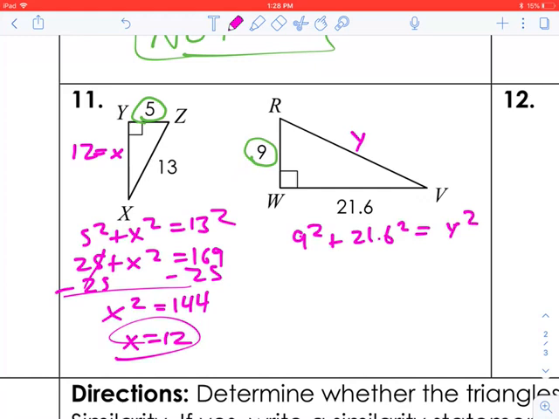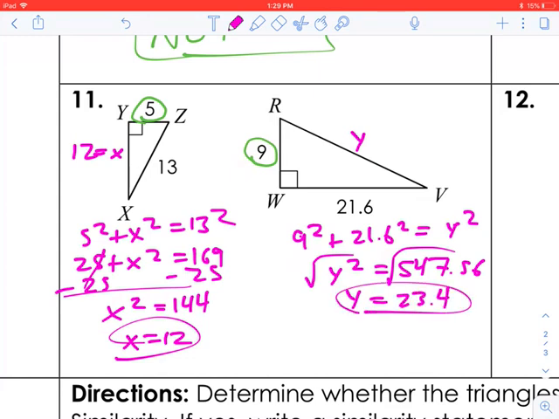So 81, 21.6 squared is 46.56 plus 81. So y squared equals 547.56. Square root both sides, we get y equals what? 23.4. Okay, so 23.4. Now we can go ahead and look and see if all of these are proportional. So 5 over 9 is our first one. 5 over 9 gives us 0.5 repeating.